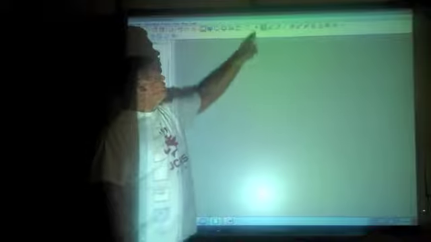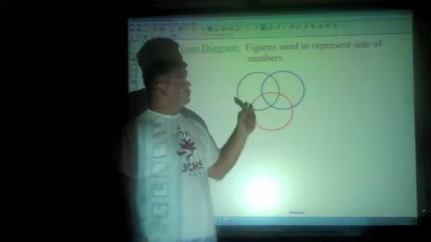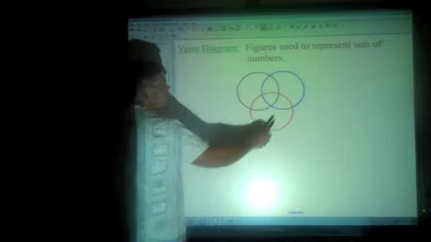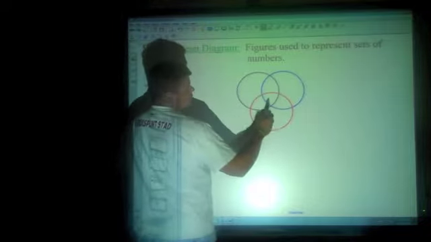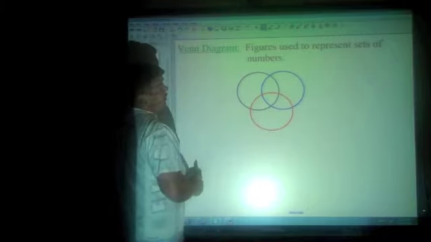Now the boxes I just used are a form of what we would call a Venn diagram. They represent the groupings or the sets of numbers. So the blue circle is all the people that like the blue color. The red circle is the people that like all the color red. The purple circle is all the people that like the color purple.